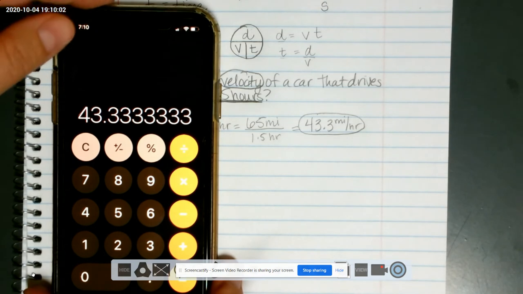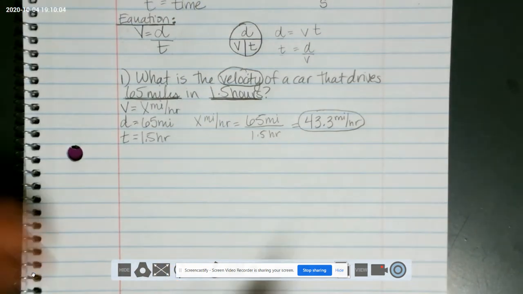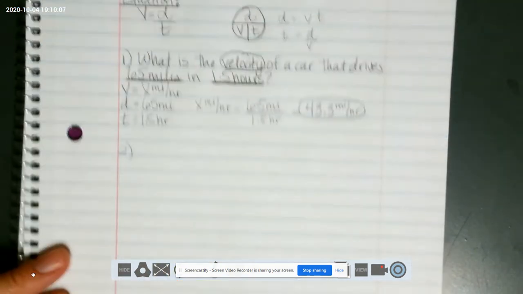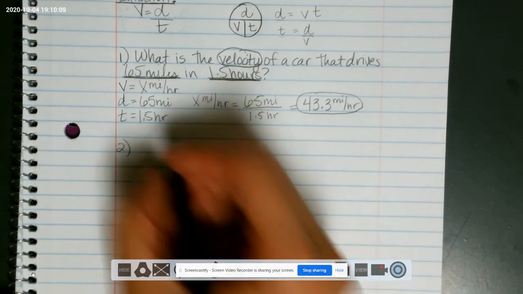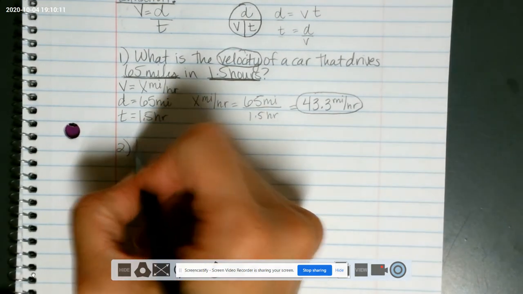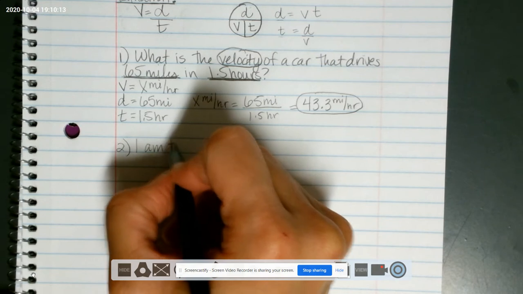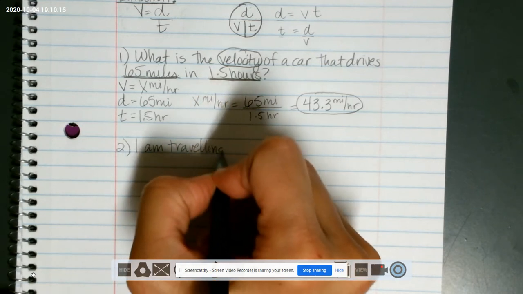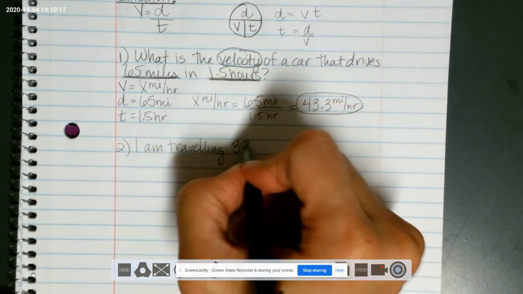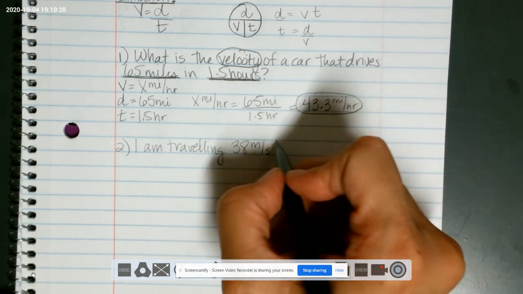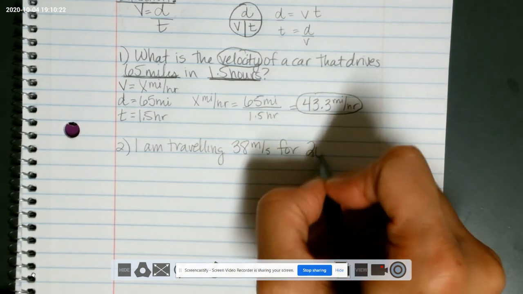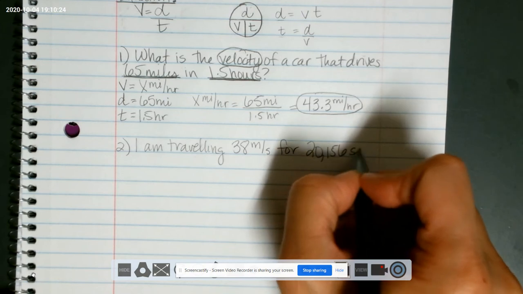Pretty simple. Okay. Number 2 is going to look for something different. So we just found velocity. Let's find something else. So I am traveling 38 meters per second for 20,156 seconds.